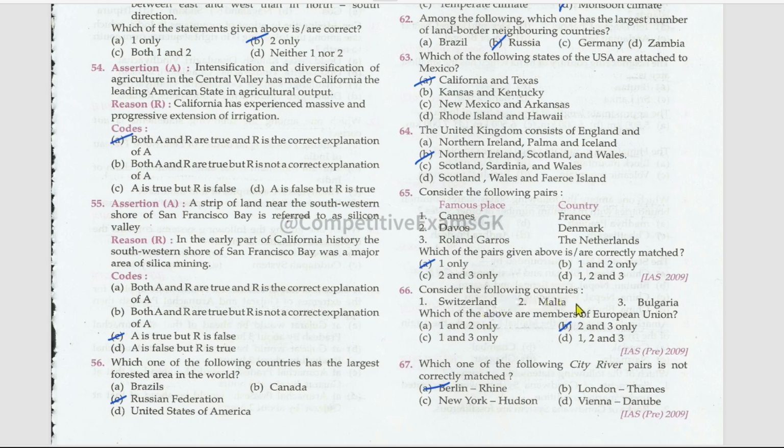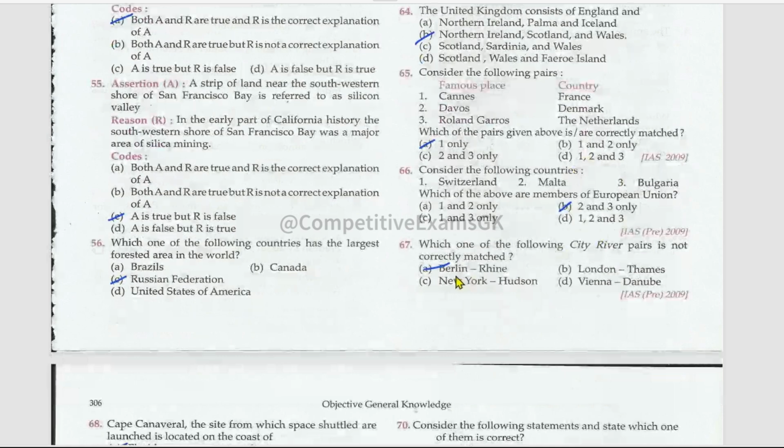Consider the following countries. Which of the above are members of the European Union? Switzerland is not in the Union. Malta and Bulgaria are members of the European Union. Which one of the following city-river pairs is not correctly matched? Berlin, Rhine, no, false. Except this, all of these three are correctly matched.